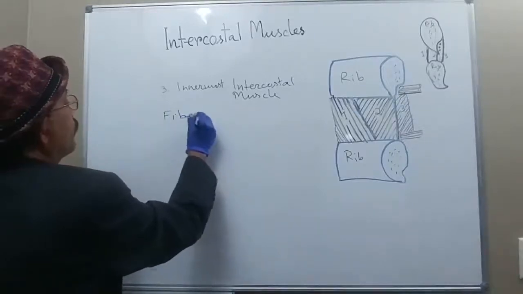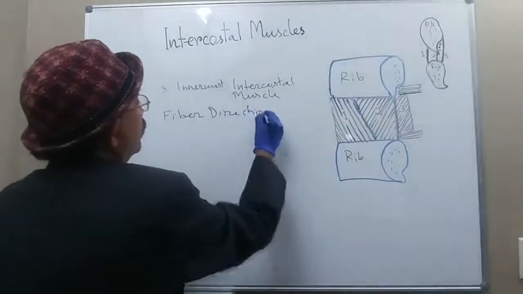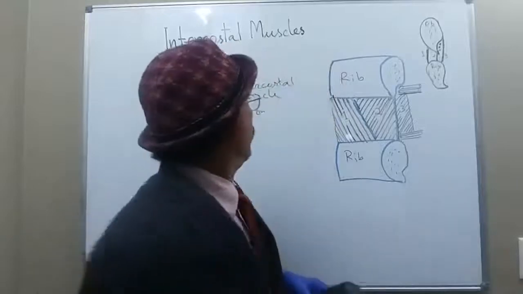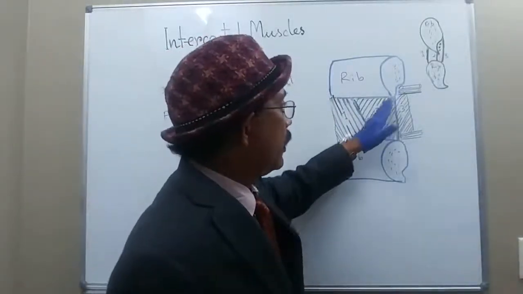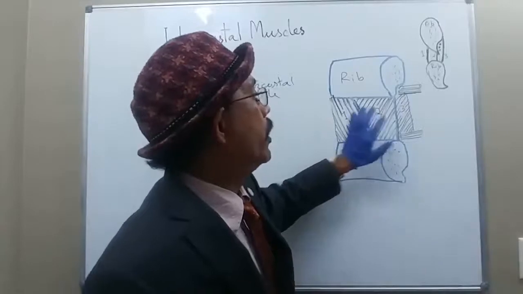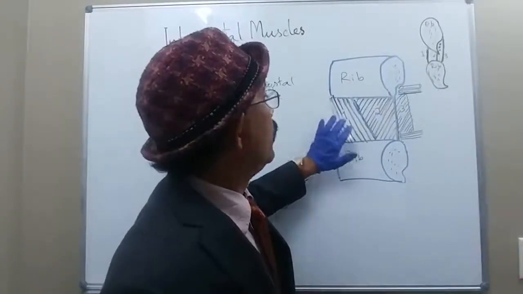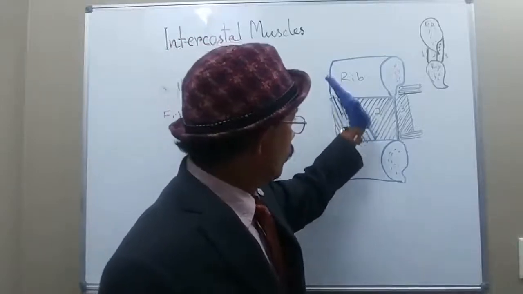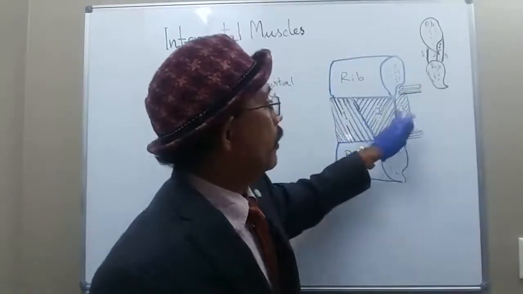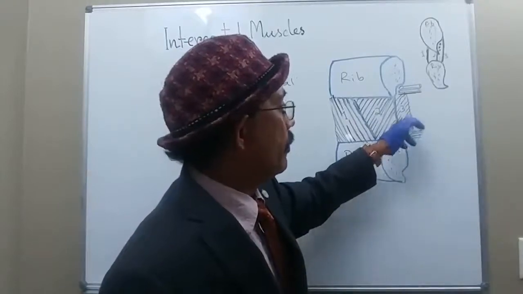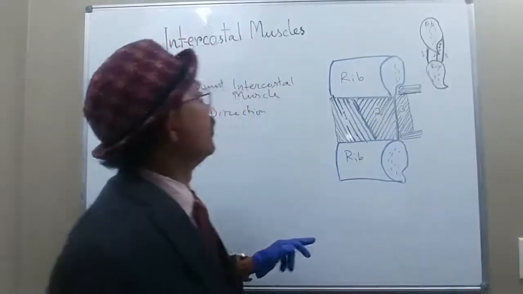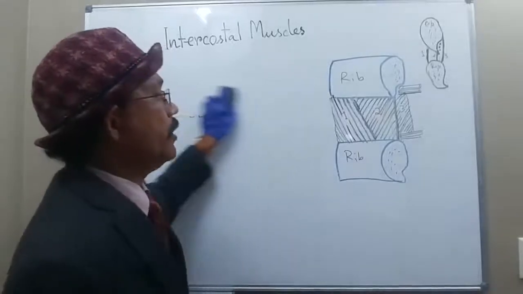Fiber direction of the internal intercostal and innermost intercostal is the same: downward, laterally, and posteriorly. These fibers are perpendicular to the fibers of the external intercostal, which run downward, forward, and anteriorly. The intercostalis intimi has the same fiber direction as the intercostalis internus.